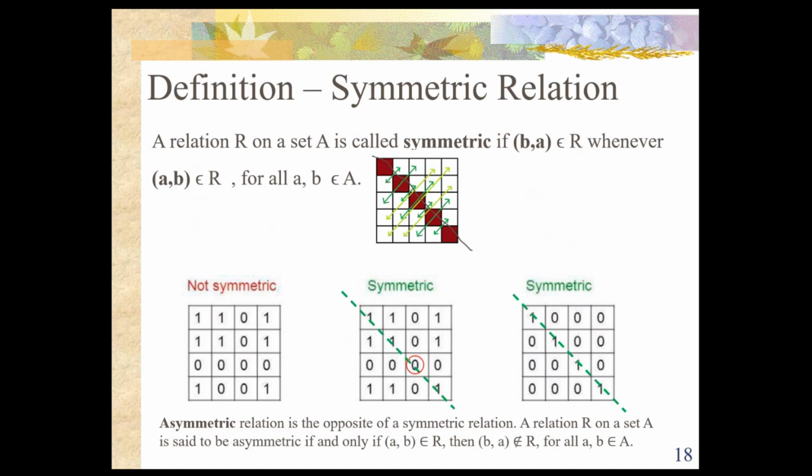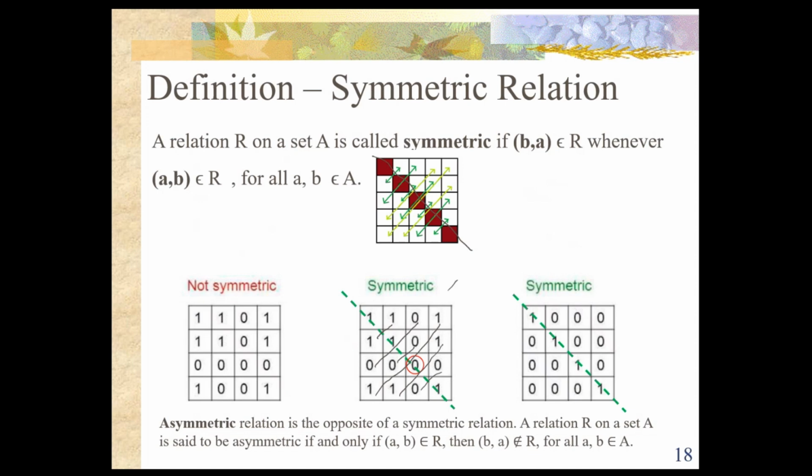We don't care. We are just interested in the other cells on the opposite sides of the sectors of the diagonal line. Like this one, we have 1 and its counterpart 1, 0 and its counterpart 0, 1 and its counterpart 1, 0 and its counterpart 0. All of them match, therefore symmetric.